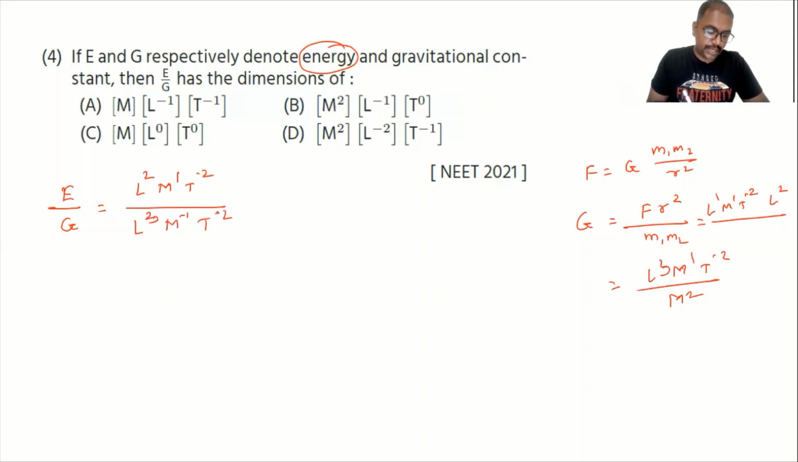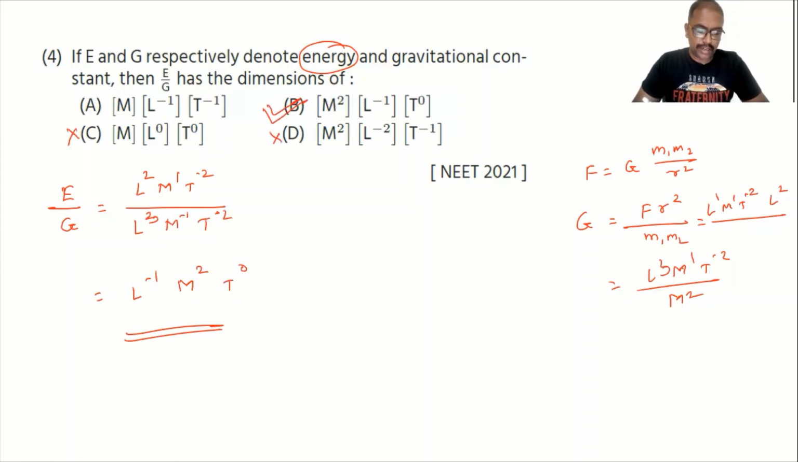So this is dimension. Now we solve this one, L minus 1 M2 T raised to 0. So this is the answer. L minus 1 you can see it is written in option A and B. Then M2 is written only in option B. So option B is the correct option and T raised to 0 you can see in option B. So option B is the correct answer for this MCQ 4.